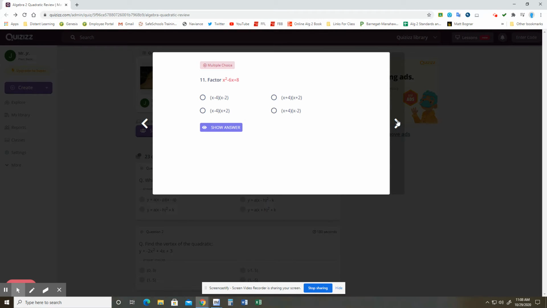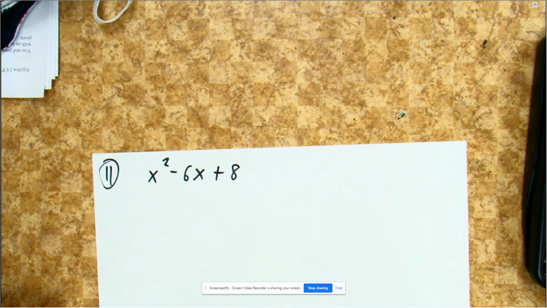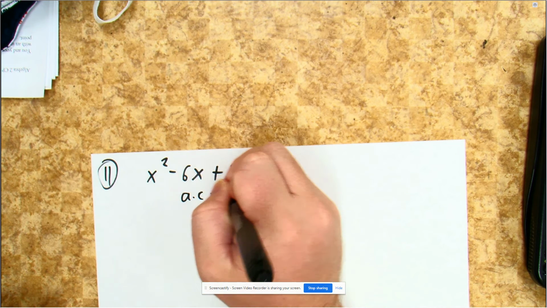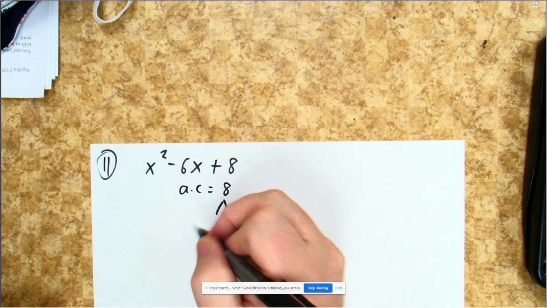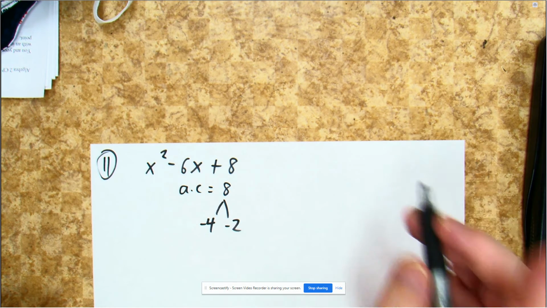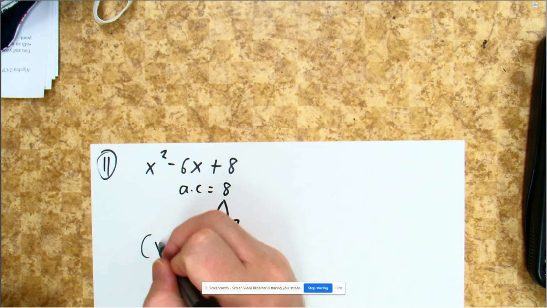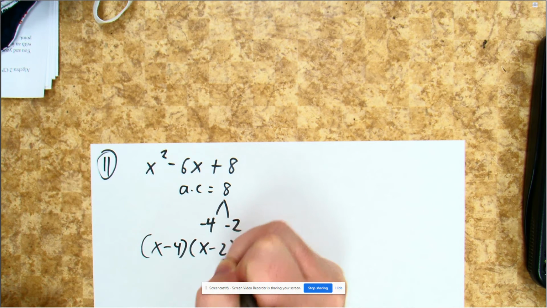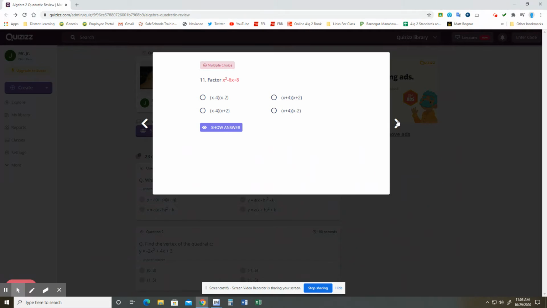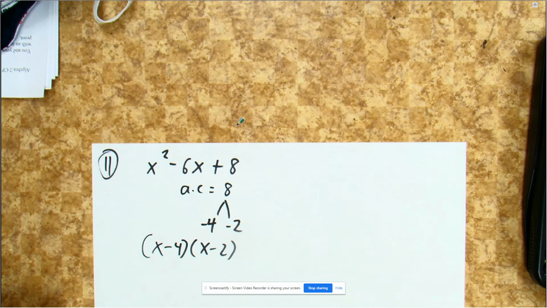Another factoring. This problem, I can see right off the bat it's a 1x squared, so that makes my life a bit easier. A times c is 8. Two numbers that multiply to positive 8, but add up to negative 6. They just want me to factor, right? Yep, just factor. There it is, the top left one. You can see it right there.